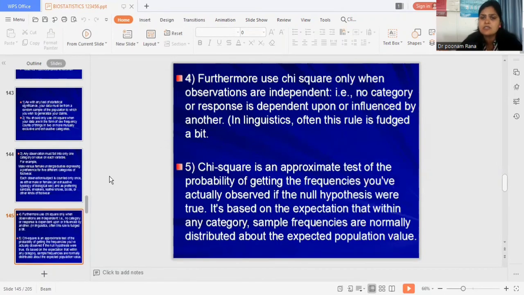Furthermore, use chi-square only when observations are independent. That is, no category or response is dependent upon or influenced by another. Chi-square is an approximate test of the probability of getting the frequency you have actually observed if the null hypothesis were true. It is based on the expectation that within any category, sample frequencies are normally distributed about the expected population value.